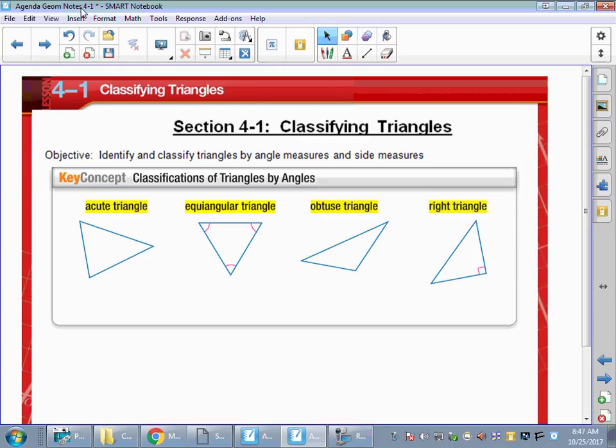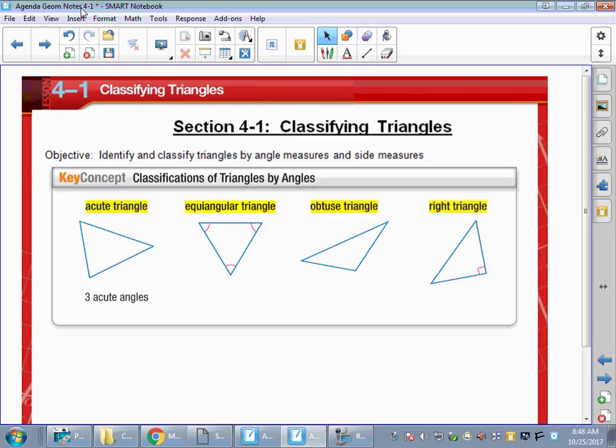Does everybody know what an acute triangle is? Hopefully you do. So you've got a spot for a description and a diagram. The description is 3 acute angles. Everybody knows acute means less than 90 degrees. Draw yourself an acute triangle in that diagram box. If you want to put angle measures in there, you certainly can. Actually, we'll talk about that in a section or two.